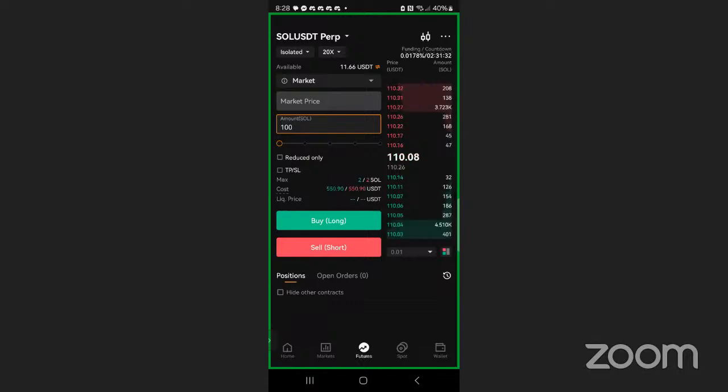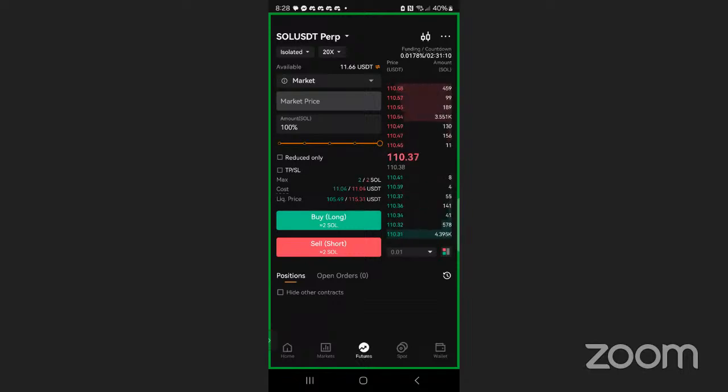What I would prefer you do is to use a slider. Now, if you use a slider and look at where it says cost, it'll show you how much money you're using, right? $55 right there. I'm using $11 right there when I use 100% of my account. So I suggest using the slider and paying attention to how much money is being invested in the trade.